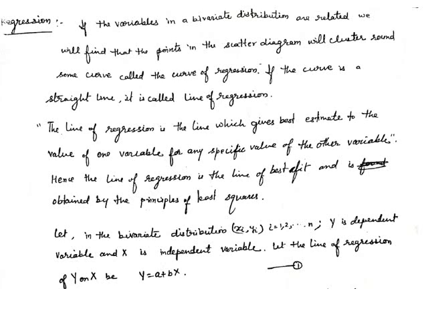Now, in the earlier topic, we discussed correlation, in which we said that if the variables in a bivariate distribution are related, then we call them correlated. If they are correlated and we draw them in a scatter diagram, we find that the points are clustered around some curve. That curve around which the points are clustered is called the curve of regression. And if that curve is a straight line, it is called the line of regression.